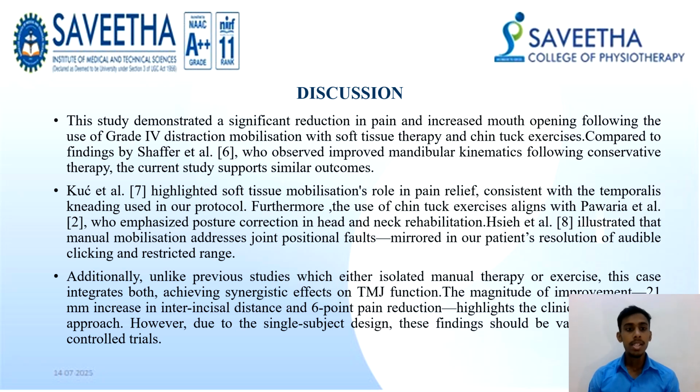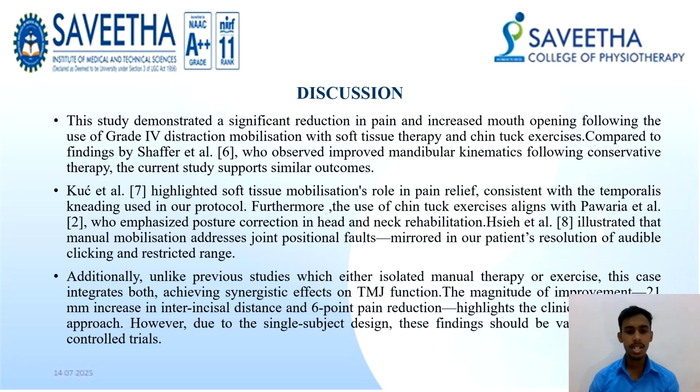Coming on to the discussion part, this study demonstrated a significant reduction in pain and increased mouth opening following the use of grade 4 distraction mobilization with soft tissue therapy and chin tuck exercises, compared to findings by Schaffer et al., who observed improved mandibular kinematics following conservative therapy. The current study supports similar outcomes, and Cook et al. highlighted the soft tissue mobilization's role in pain relief, consistent with the temporalis kneading used in our protocol. Furthermore, the use of chin tuck exercises aligns with Pavaria et al., who emphasized posture correction in head and neck rehabilitation, and Hayes et al. illustrated that manual mobilization addresses joint positional faults, mirrored in our patient's resolution of audible clicking and restricted range.